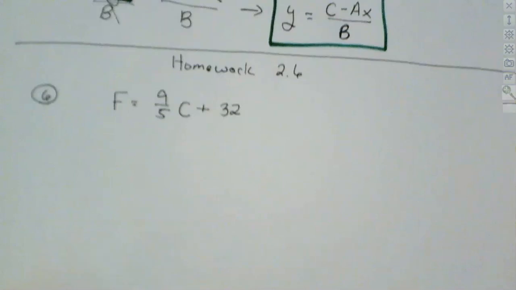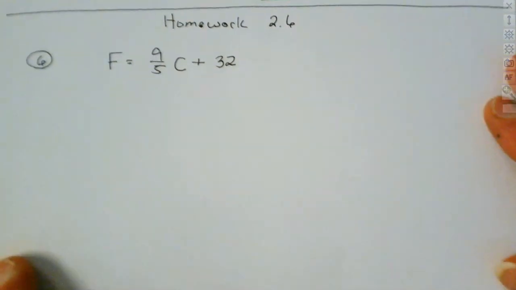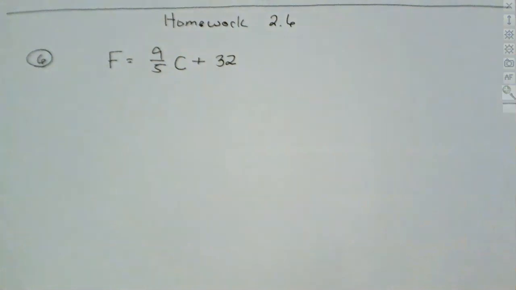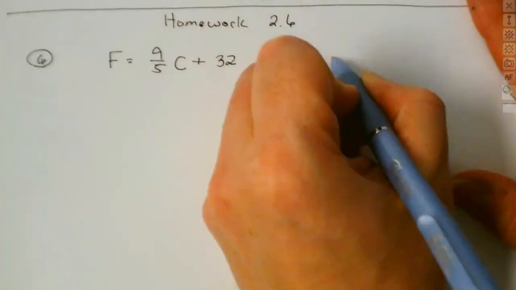Remember, there's 2 different units of temperature. We use the Fahrenheit system. Most of the rest of the world uses the Celsius system. Okay, this is what we've got, and I want you to solve this for the C.